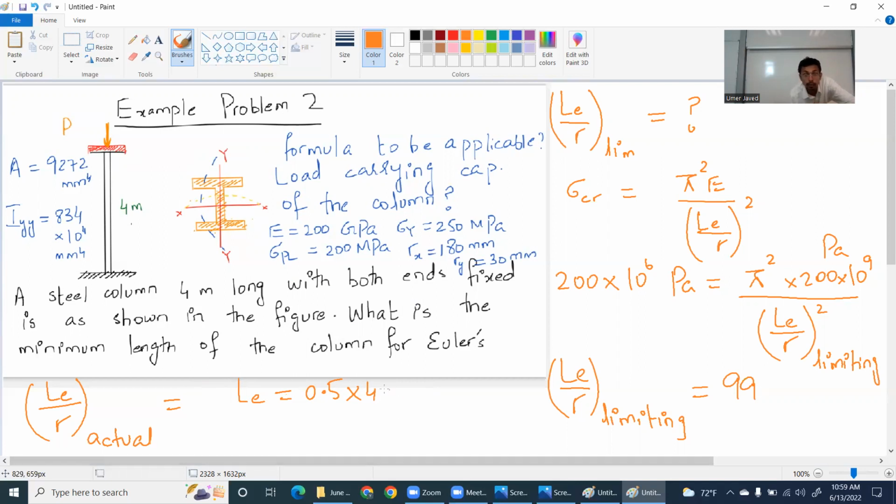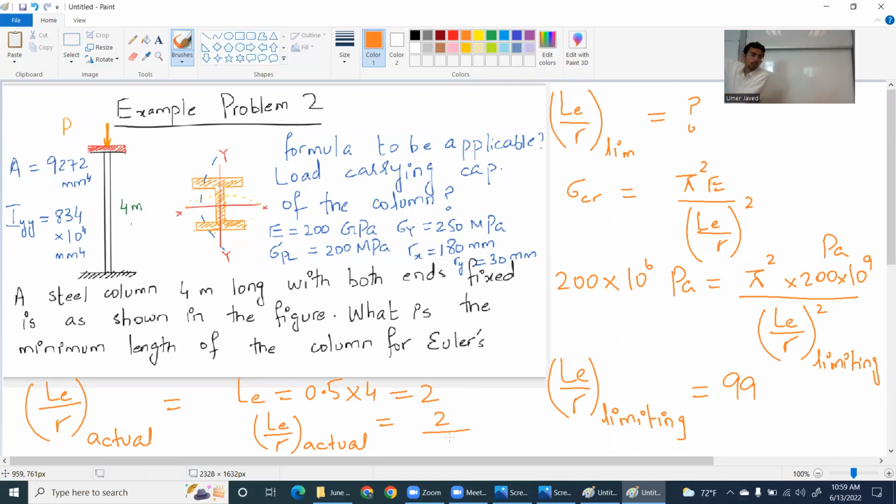0.5 multiplied by L, Usman told us. So it is equal to 2. So what is LE over R actual? Anyone? It comes out to be... Okay, what is the value of R? The Ry is 30 millimeter, Rx, I don't know.